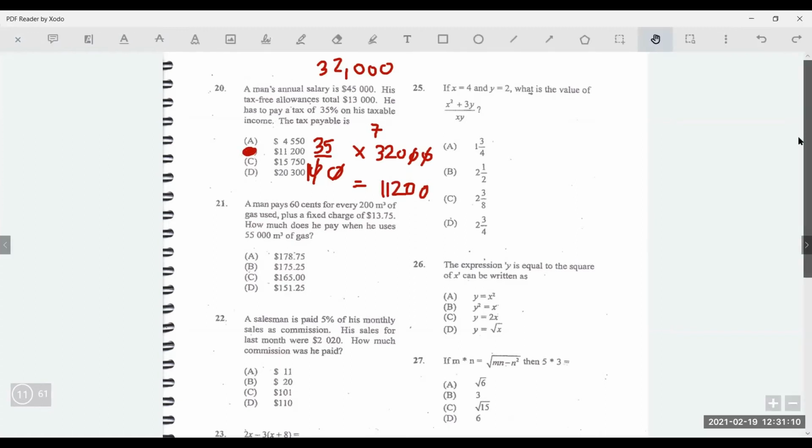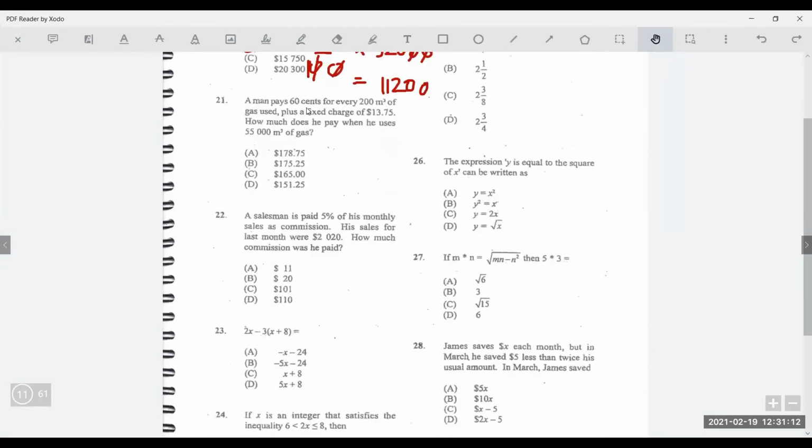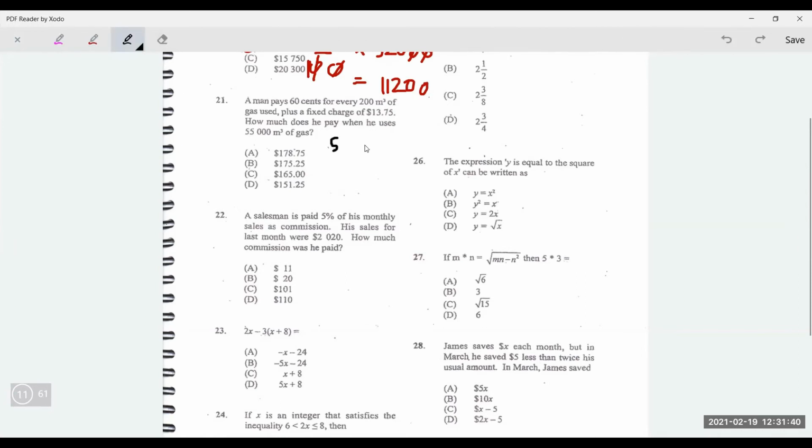Question 21 says, a man pays 60 cents for every 200 meter cube of gas used, plus a fixed charge of 13.75. How much does he pay when he uses 55,000 meter cube? So he pays 60 cents for every 200. And so what you can do is divide 55,000 by 200.